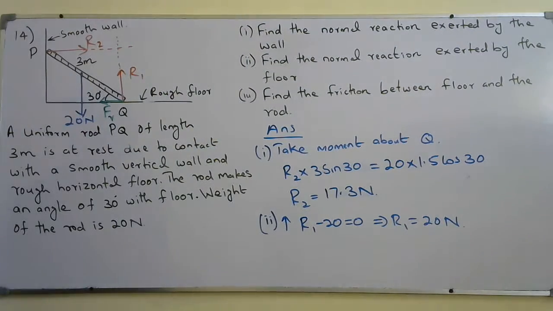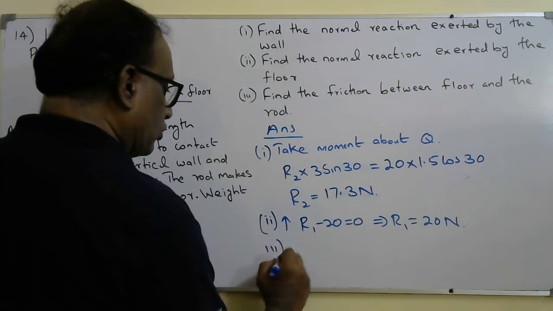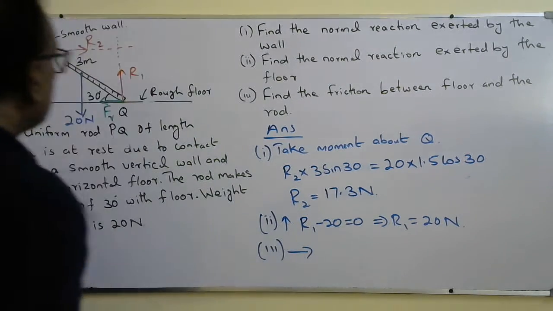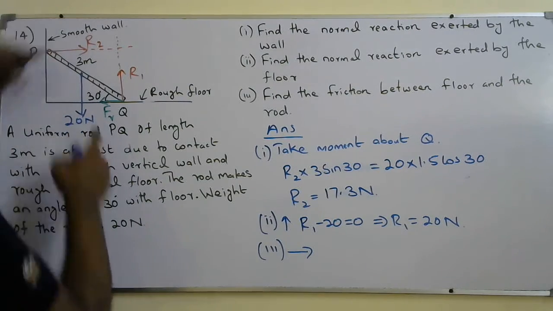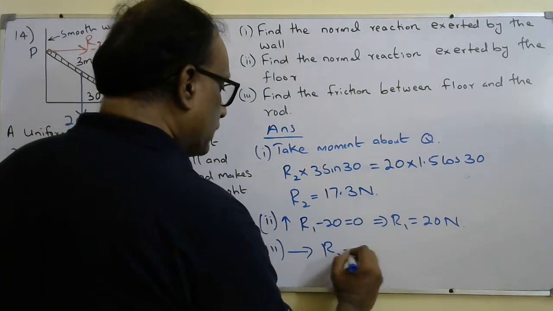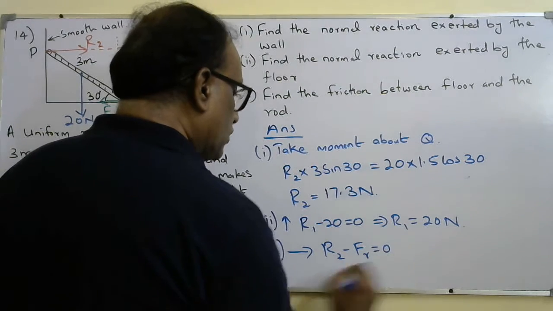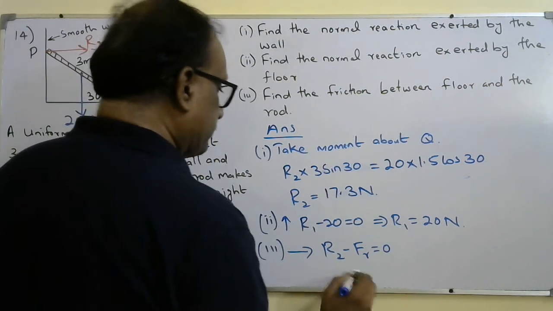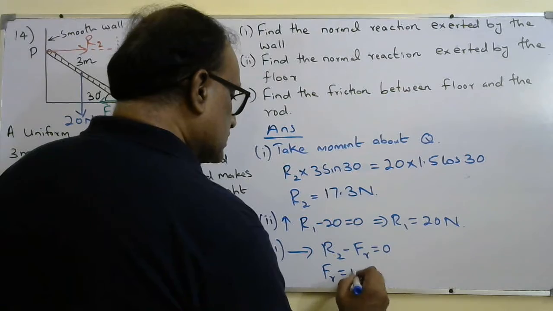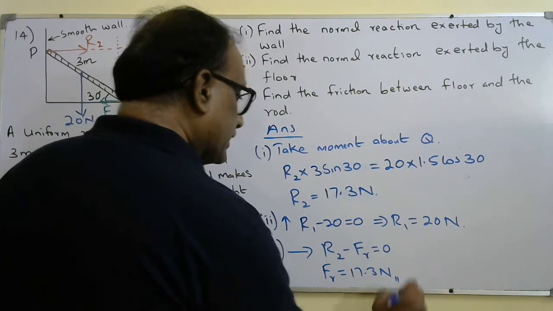Then third one, find the friction between the floor and the rod. Also very simple. I don't need to take any moment. Resolve horizontally. When I consider horizontally, only two forces are there. R2 minus Fr equals 0. So R2 I found is 17.3, so Fr is 17.3 Newton. Very simple question.